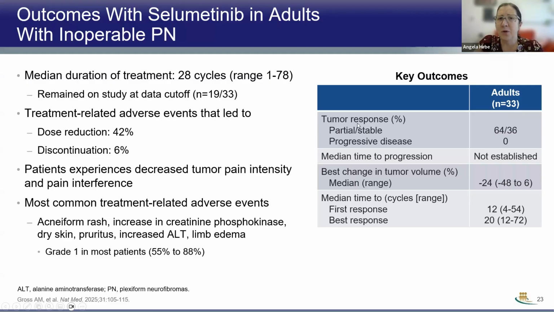If we look at tumor response, in terms of partial or stable, 60%, pretty good. Median time to progression was not established. And the best change in tumor volume was down by 24%. I think it's important to note how long it takes to get a response. Time to first radiographic response is about 12 months, and the range here is pretty big, 4 to 54. And for best response, you're getting close to 2 years. So it's important to set expectations for patients that they're not going to have a fast response to therapy.